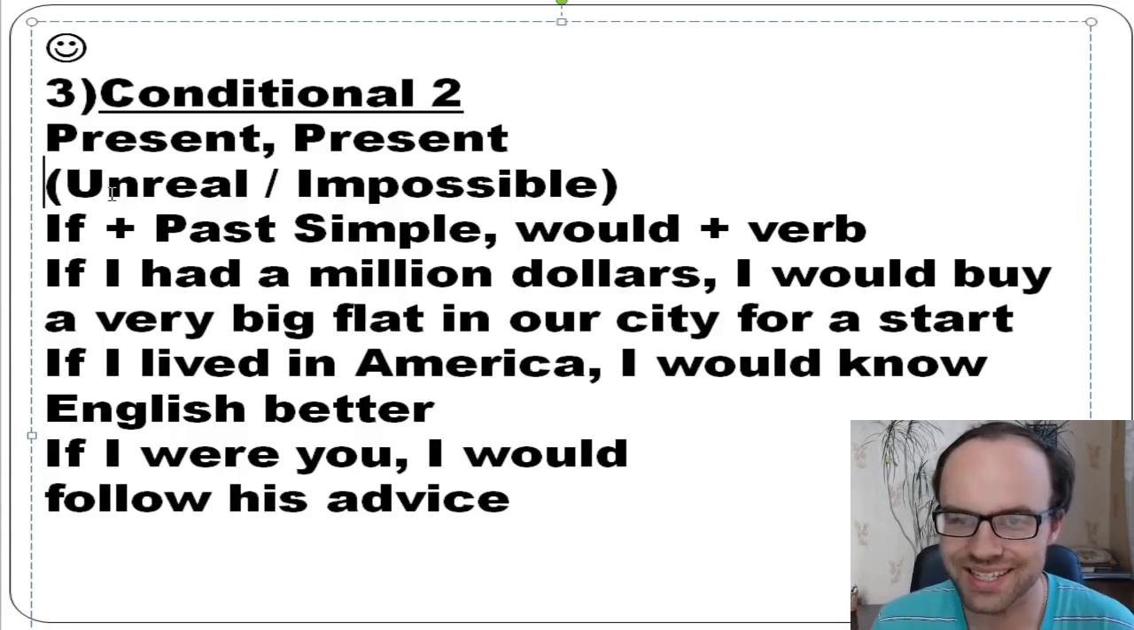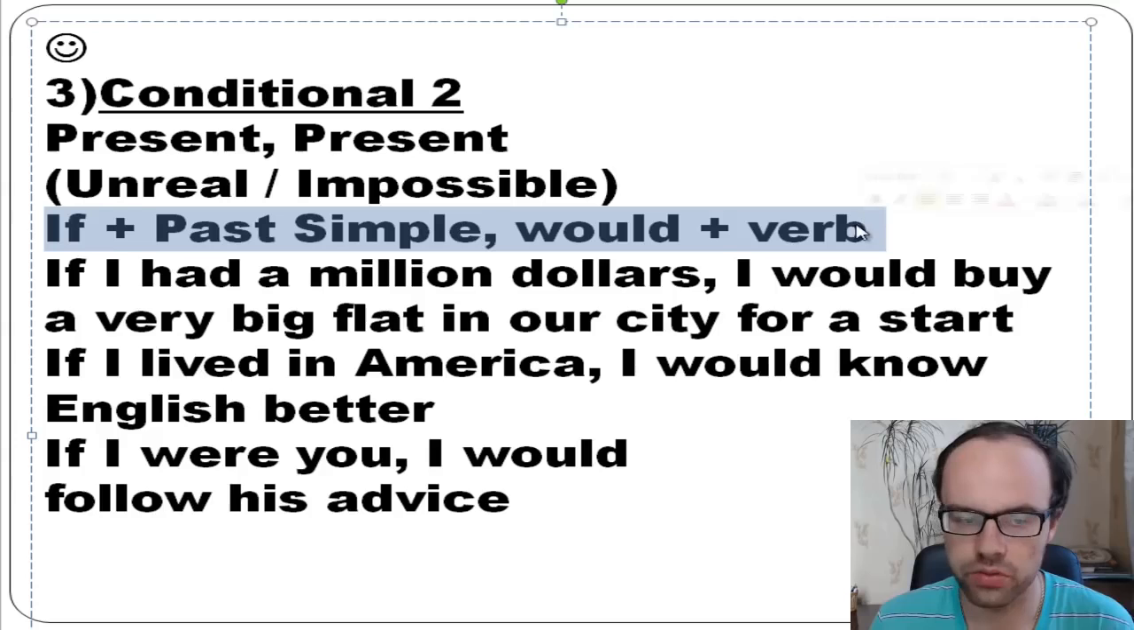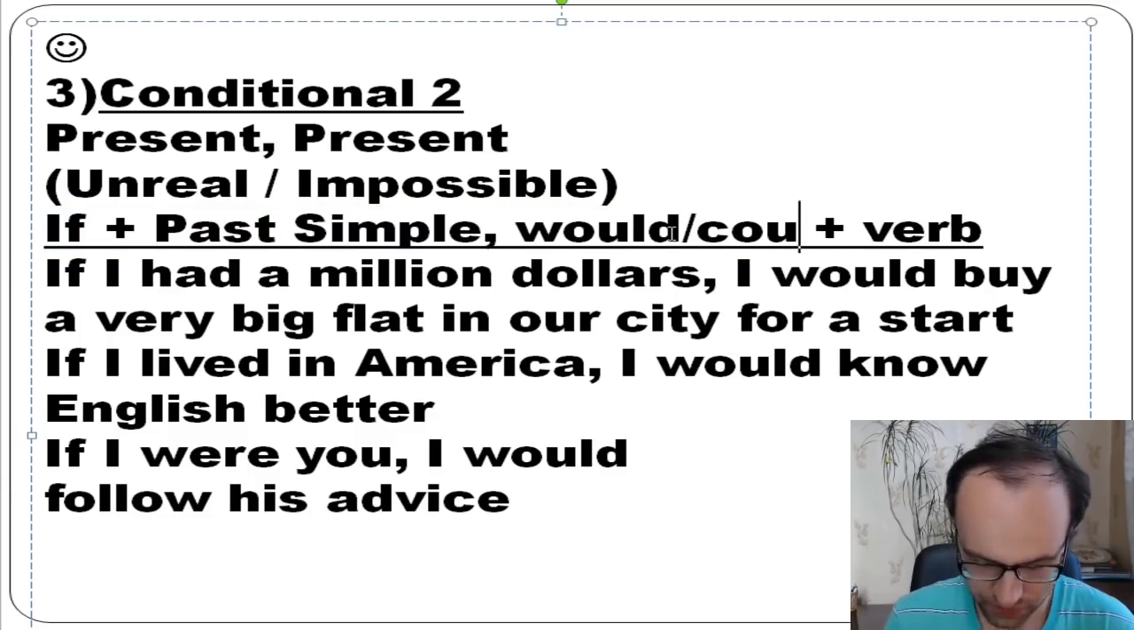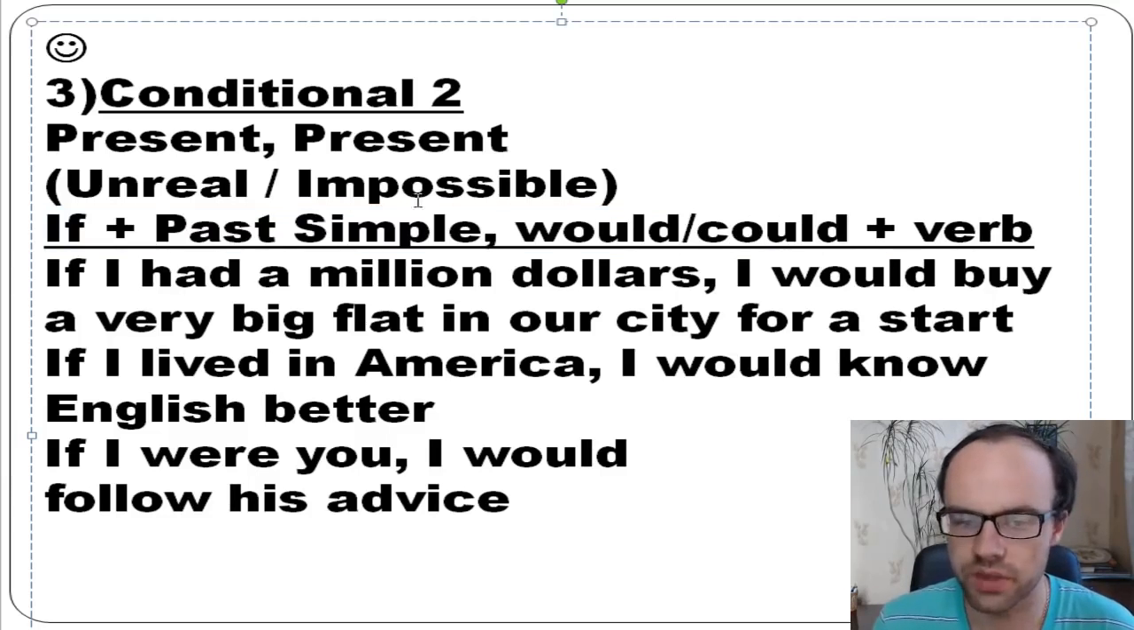And look at this structure, how we form it. So it's if plus past simple, and would plus verb. Please remember it, okay? So we use past simple after if, and then we use would or could plus verb. So let me give you one example, and I hope it will get really clear.